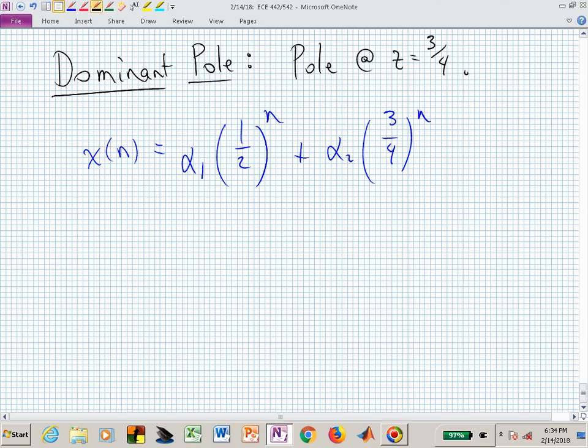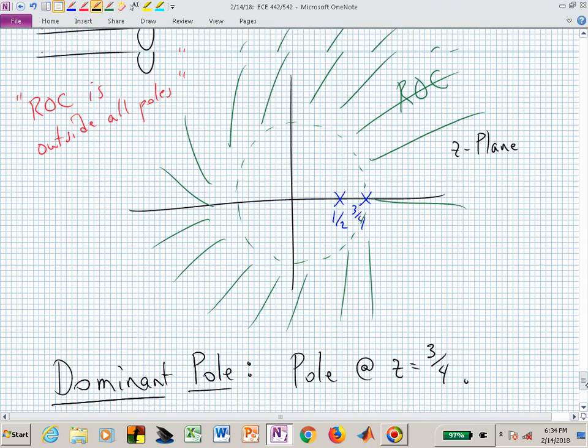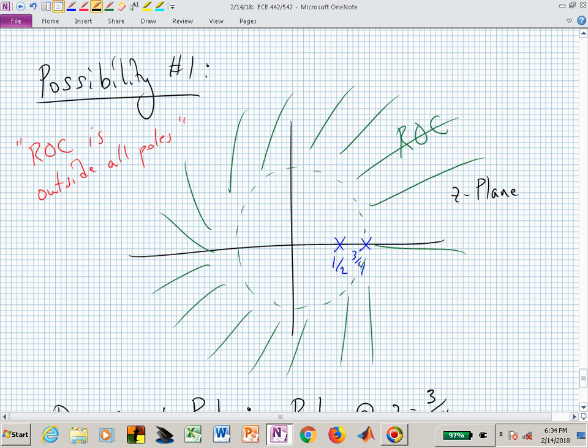So if I said that this is x sub a of n and this is x sub b of n, how would I determine what values of n this is structurally, or this is happening? This structure is happening for what values of little n? Negative, positive, both. Can you tell from this region of convergence? Can you look at the ROC, the region of convergence, and determine what little n is?